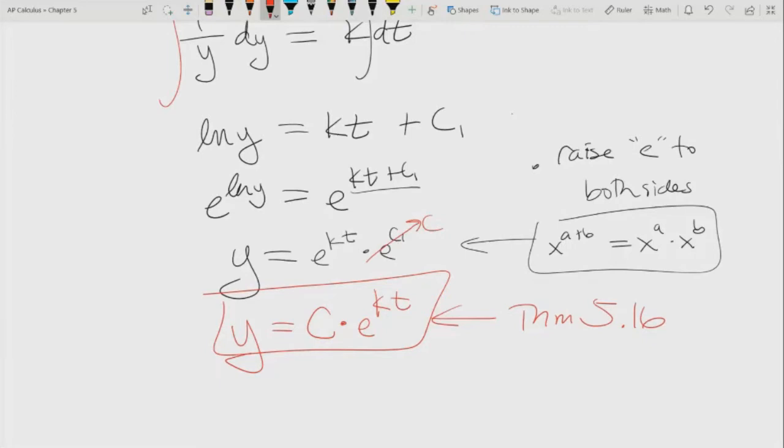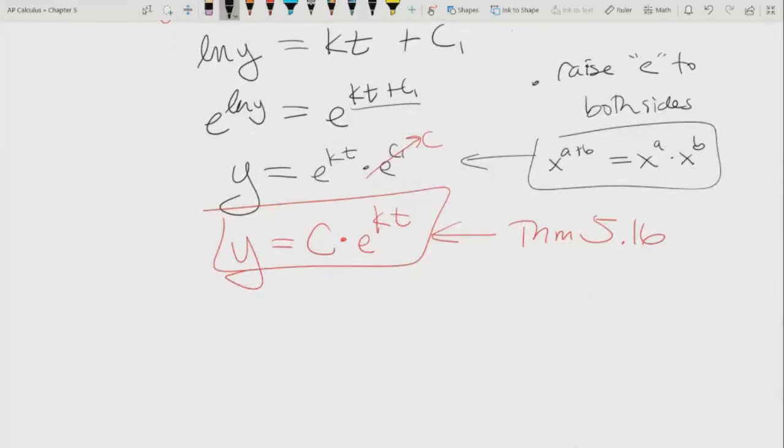So what this is saying is, let's break down what each of these things mean, the C, the K, and the T. First of all, y is just some quantity. It could be money, could be a population growth thing, something like that. C is just the initial value of y. If we were talking about the growth of some money in some account, that'd be how much you put in the account at the beginning.